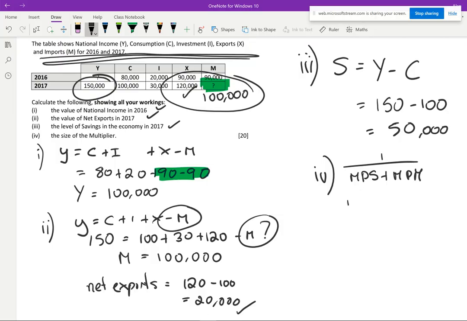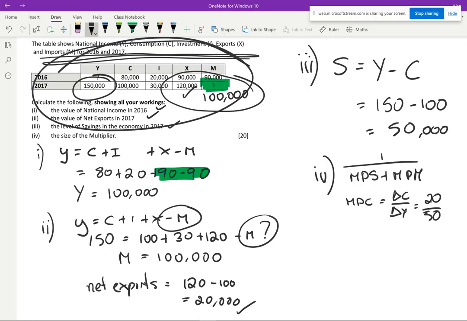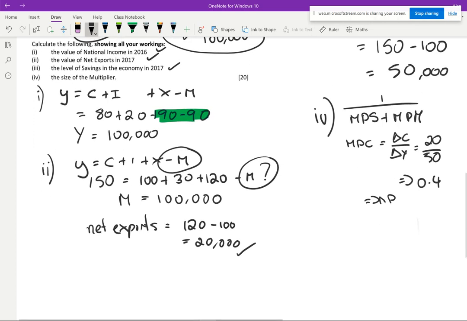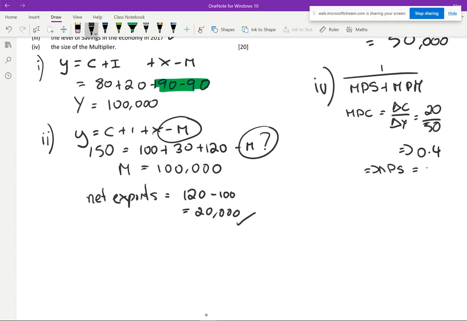Well, we know MPC is the change of consumption all over the change of income. So we're looking at 2 years, which is 20 all over 50. Where am I getting this information from? All over here. So that's just coming from there. So we know that'll give us 0.4 for our MPC figure, which is therefore giving us, actually I can do this down, MPS figure is equal to 0.6. Yeah, you all seeing that? Cool. So that's my MPS figure done.